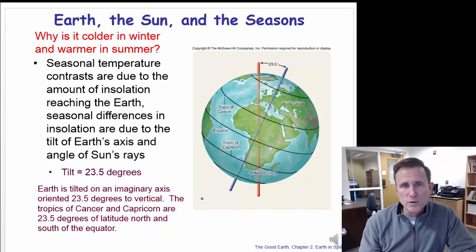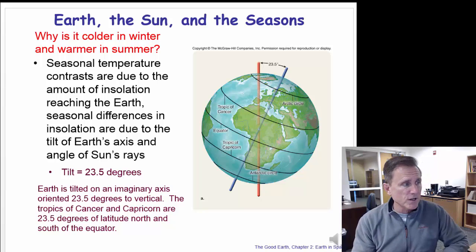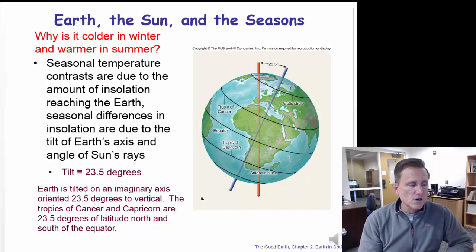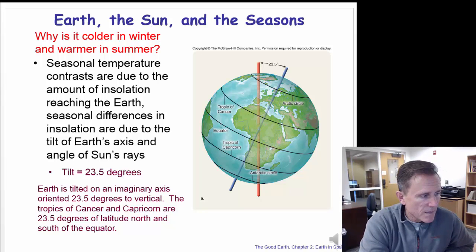Whereas greater amounts of sunlight reaching the surface of the Earth, you can have summertime, and less sunlight reaching the surface of the Earth, you're going to have wintertime. Seasonal differences in insolation are due to the tilt of the Earth's axis. So the tilt is currently 23.5 degrees, and we'll learn that that tilt can actually change over time.